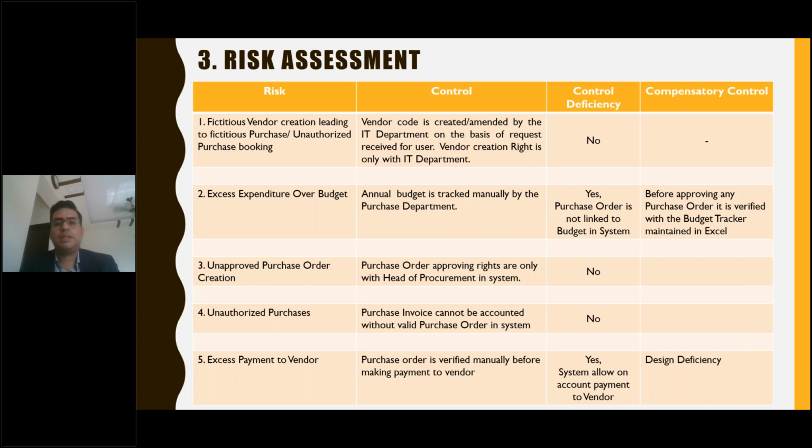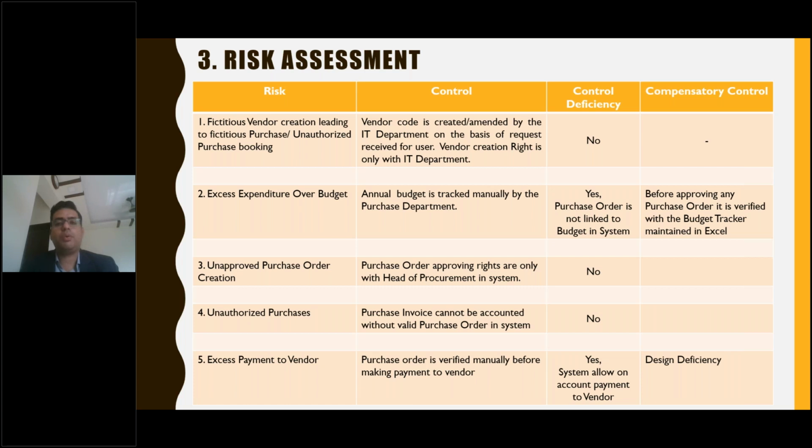See, this is the RCM or risk control matrix for any company where you will plot the risk, what are the controls, whether there is any control deficiency and what are the compensatory controls. So as I mentioned, we will take procurement as an example and understand each point. If you have to do a procurement audit and a risk assessment, these are some of the examples which you can take.